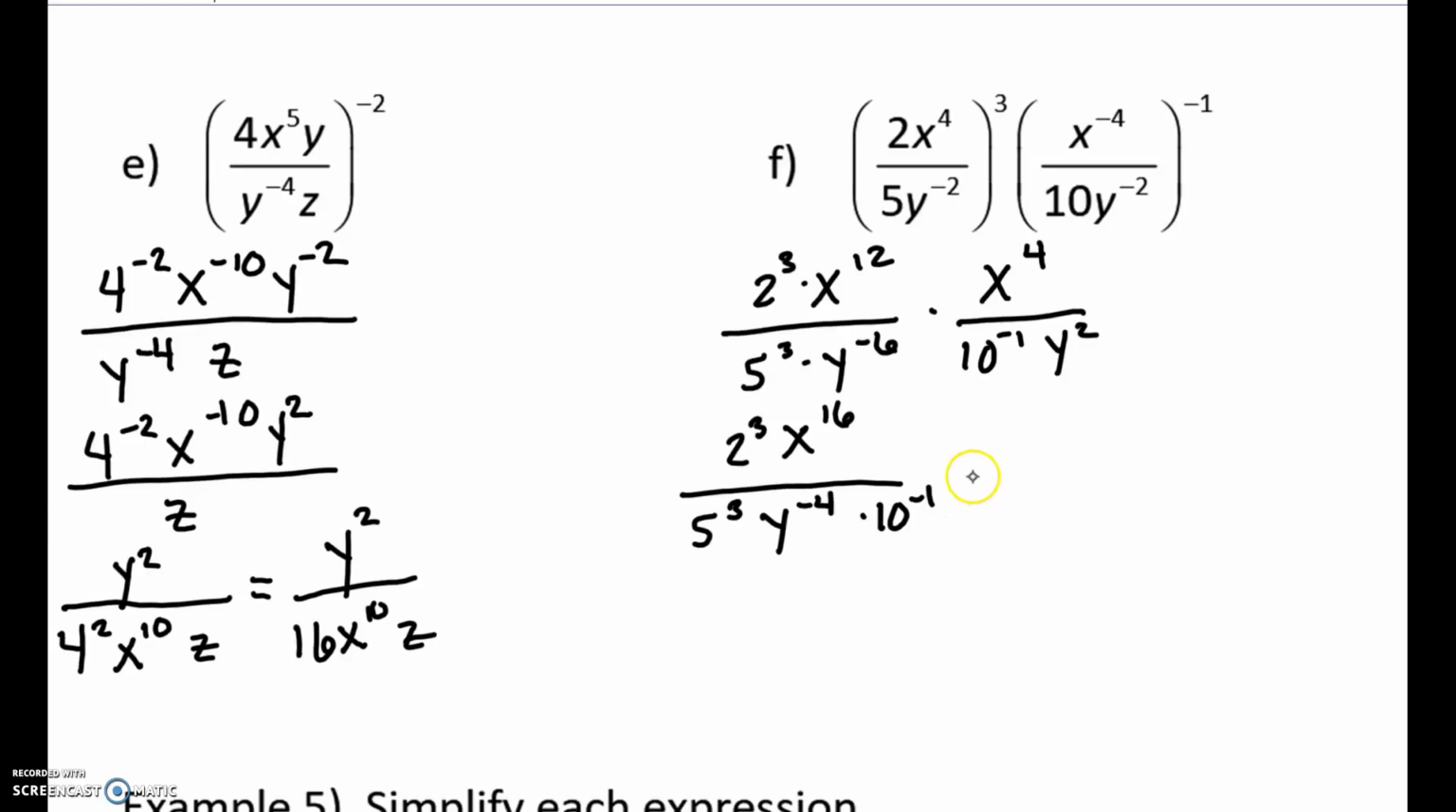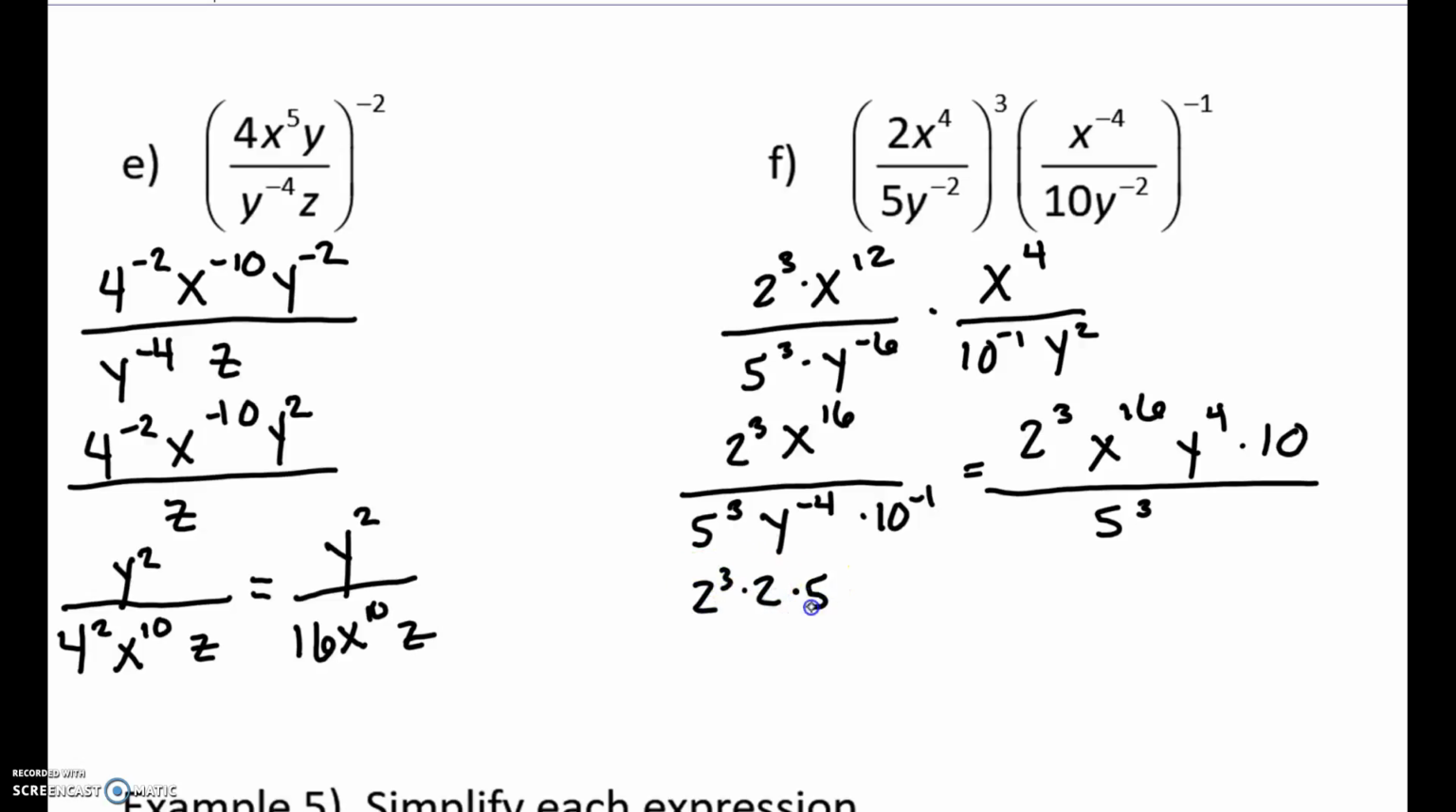And now I'm going to flip my negative exponents. So I have 2 to the 3rd, x to the 16th can stay, my y to the 4th comes up, and my 10 to the negative 1 comes up, and all I'm left with is 5 to the 3rd in my denominator. Now, if you guys recall, 10 is actually 2 times 5. So this really is 2 to the 3rd times 2 times 5 when we're looking at the numerator, x to the 16th, y to the 4th, over 5 to the 3rd.